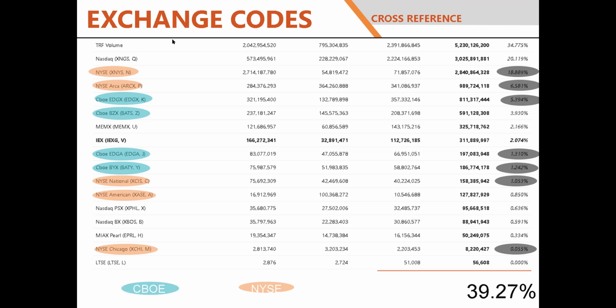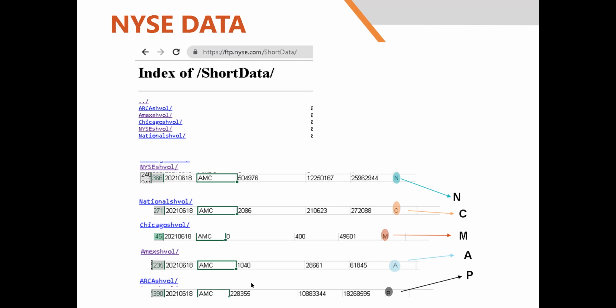We can just use these consolidated numerical values right here. Based on what we've talked about today, we can go ahead and eliminate everything that's highlighted here. In the legend, CBOE is blue, NYSE is orange. In the NYSE index of short data, you have the 5 exchanges: ARCA, AMEX, Chicago, NYSE, and National. These 5 are NCMAP, found at the end of the string of each data set. So if we go back, PAMCN.